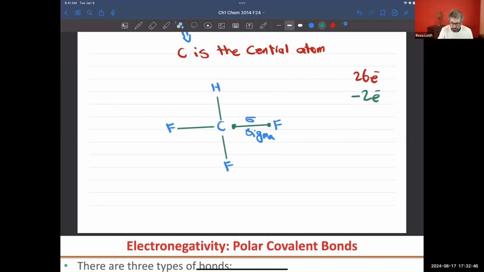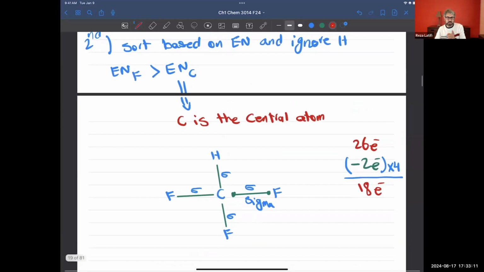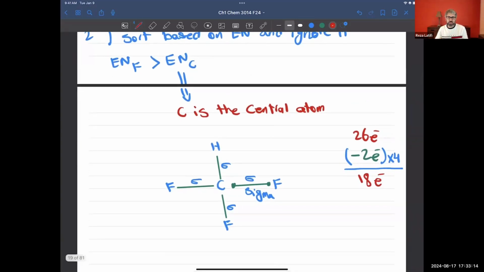So I made 4 sigma bonds. Per each sigma bond, we use 2 electrons. So I repeat this one 4 times. 26 minus 8, that's going to be 18. Now, electronegativity says fluorine has higher electronegativity than carbon. What should I do with the 18?